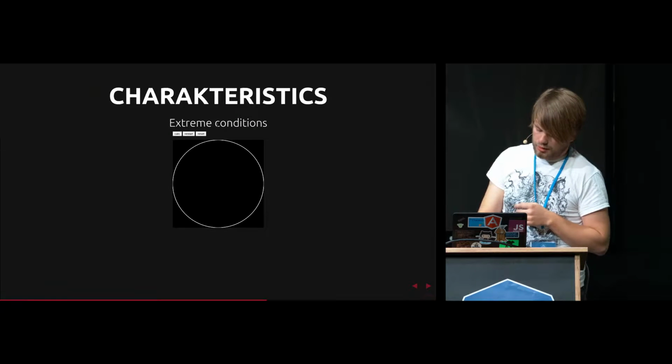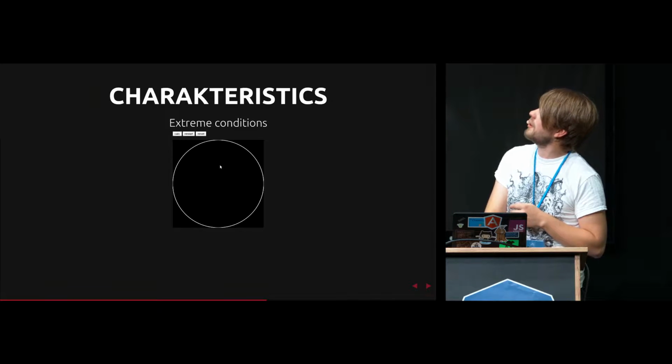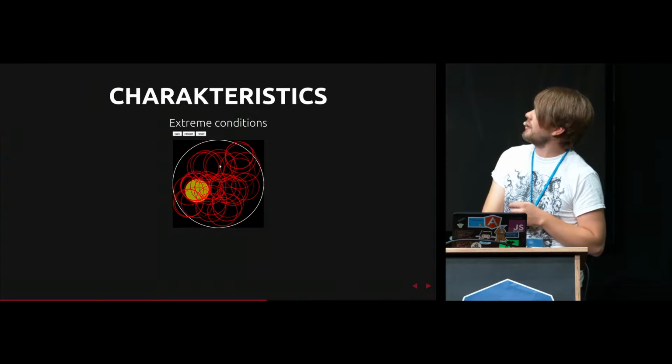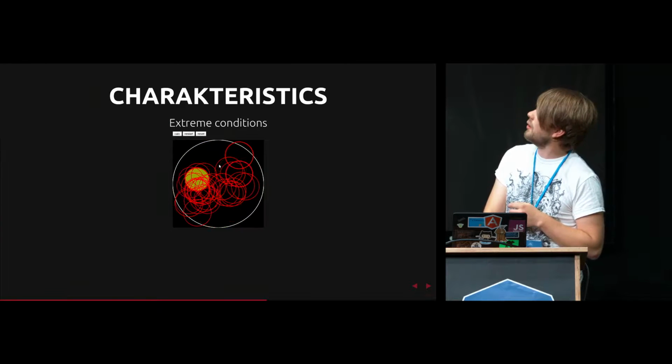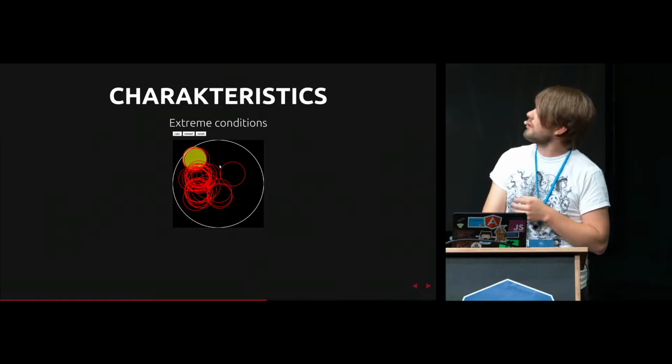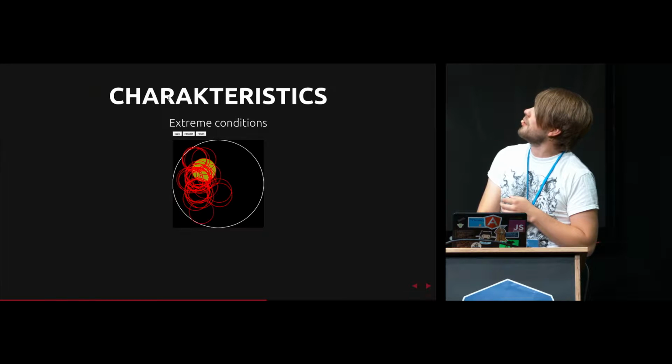Extreme conditions are a bit hard for the evolutionary algorithm because they might not always find a good solution or a solution at all, because you see they are dancing around in the midst of the big circle and not getting anywhere productive.